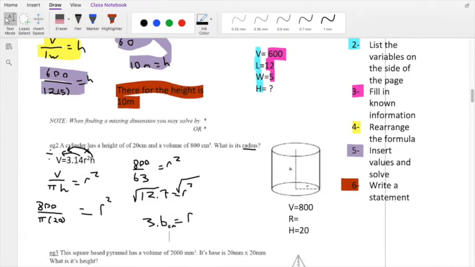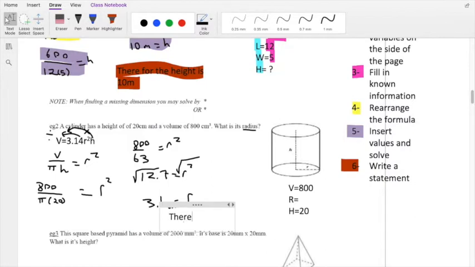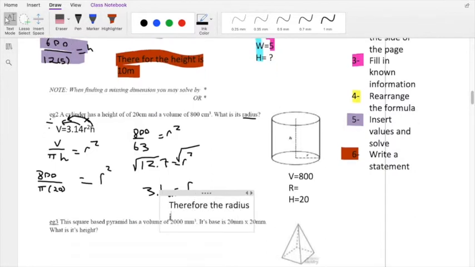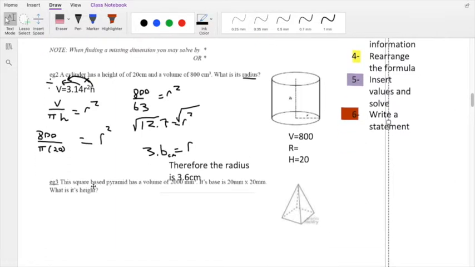And I can write my statement. Therefore, the radius is 3.6 centimeters. Perfect. And we're done. Big thing, rearrange the equation properly.